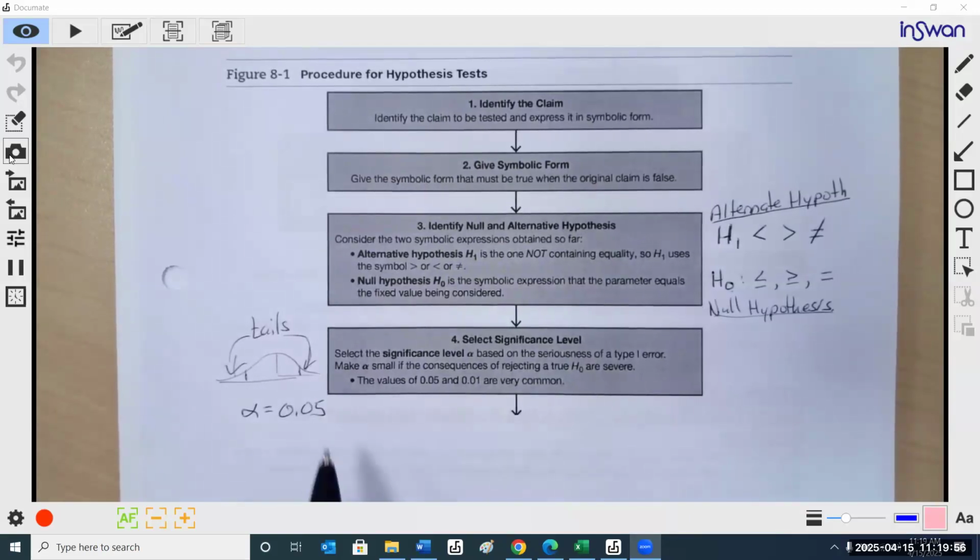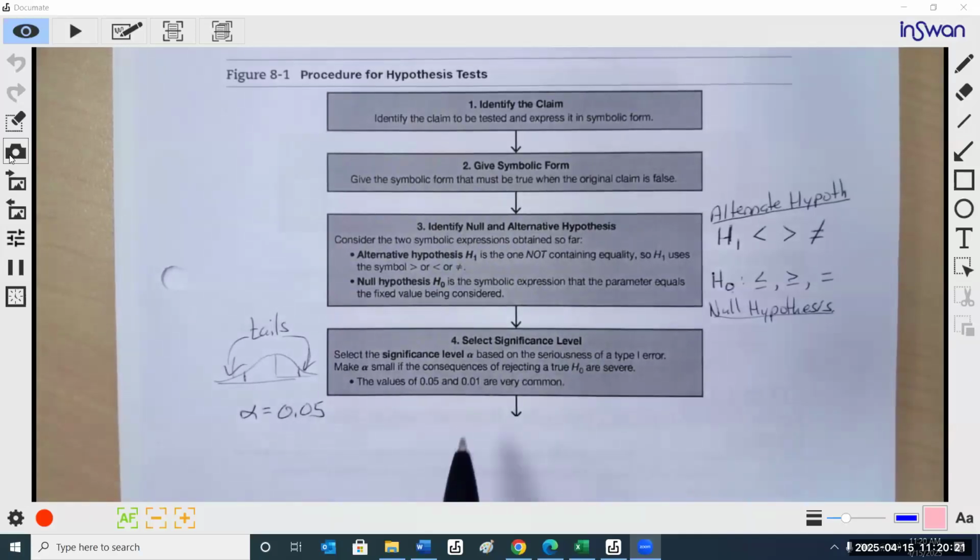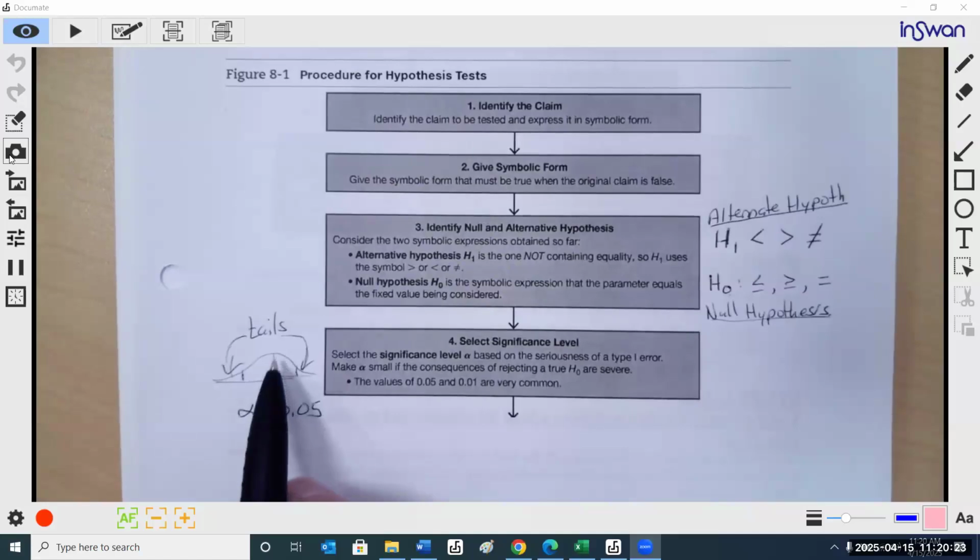Remember last chapter, we learned how to find the values. If I gave you 0.05, how do we find the z-score for that? Well, yeah, because we just talked about it last week. Let's see if anybody remembers what we talked about. Okay. Well, remember, now we have tails.